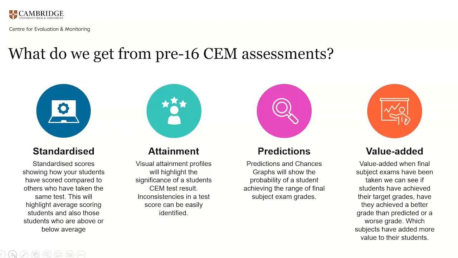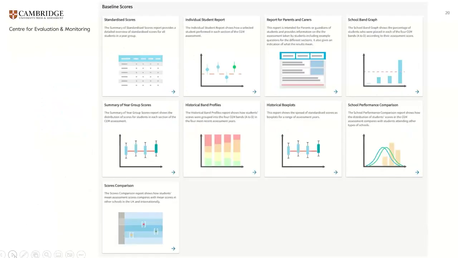And also value added. So if you submit your actual GCSE grades when the final subject exams have been taken, then within 48 hours you will be provided with a value added report, which will show the value added score in individual subjects as well across the school. So I can show you an example of what that looks like during this webinar.